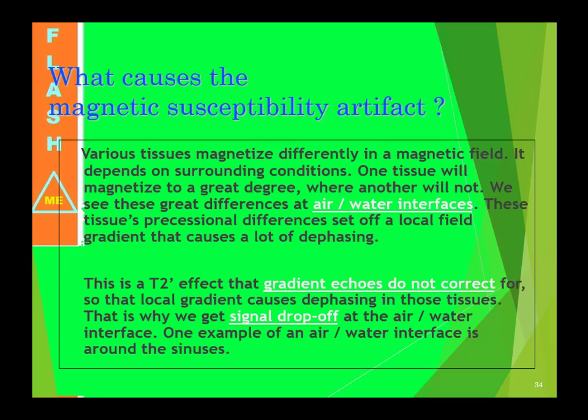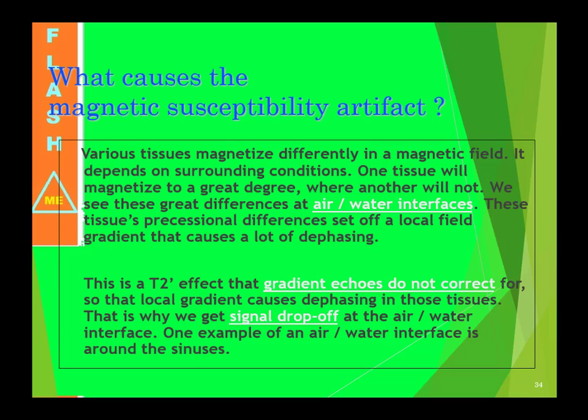Various tissues magnetize differently in a magnetic field. It depends on surrounding conditions. One tissue will magnetize to a great degree, where another will not. We see these great differences at air/water interfaces. These tissues' precessional differences set off a local field gradient that causes a lot of dephasing.